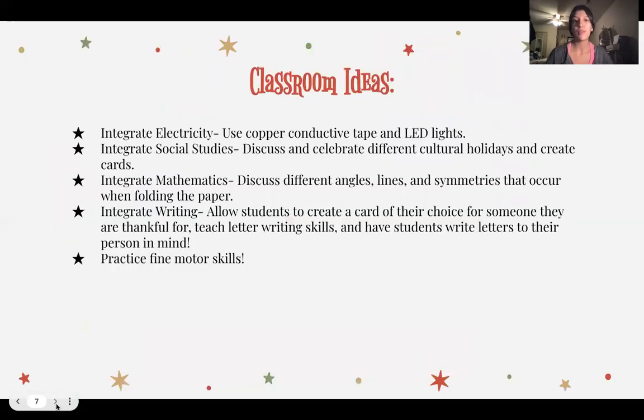And then some classroom ideas that I had on how you can use pop-up cards or paper engineering is that you can integrate electricity and use copper conductive tape and LED lights and batteries to familiarize students with electricity. And then you could also integrate social studies and discuss or celebrate different cultural holidays and create cards for that holiday. You could integrate math and discuss different angles, lines, and symmetries that occur when folding the paper.